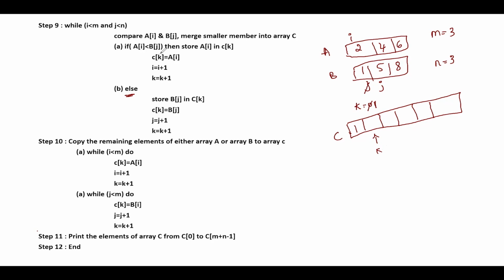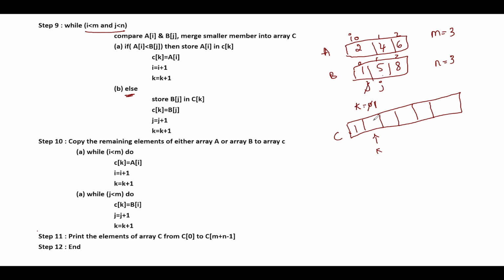Okay, so this loop will go until this condition is true. That is, I should be less than M and J should be less than N. All right. So initially I is 0, this is 0, 1, 2, and J is also 0, 1, 2. So until it becomes less than, the moment it becomes equal to 3, we are going to exit from this loop. Now, once again, check, compare A of I and B of J, which is smaller.